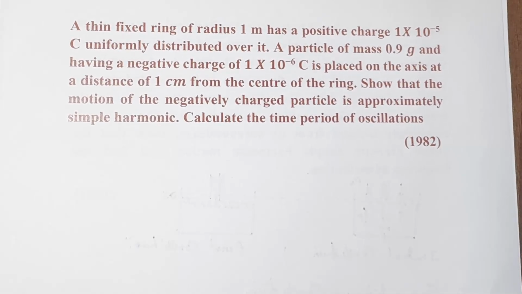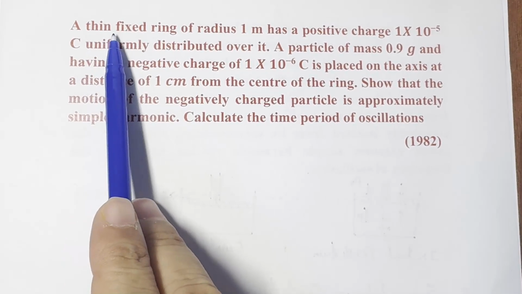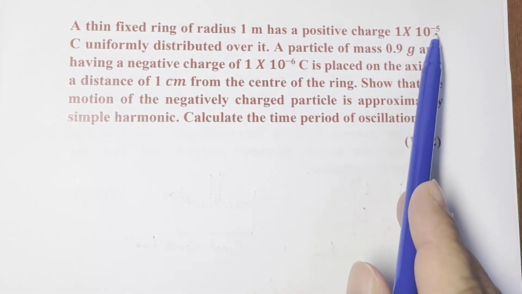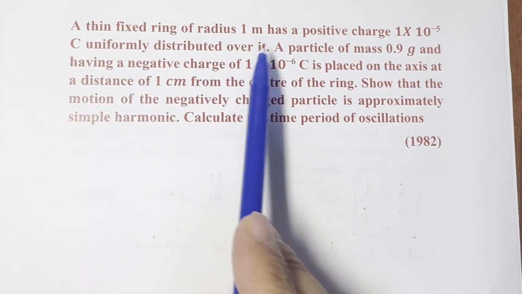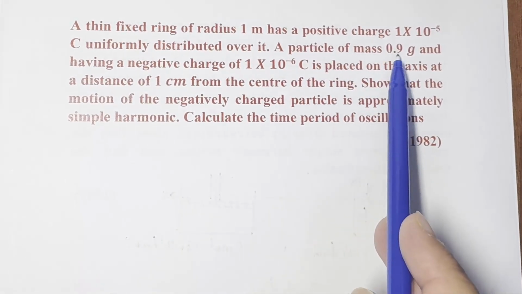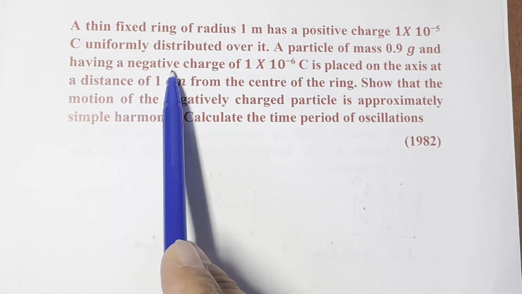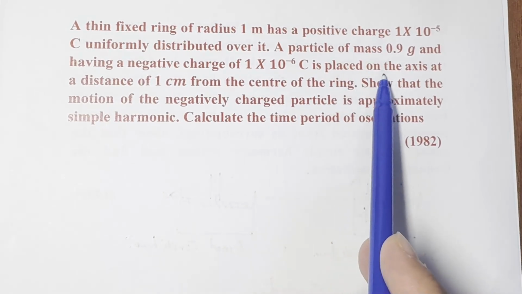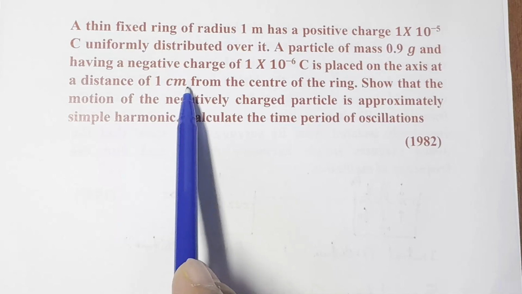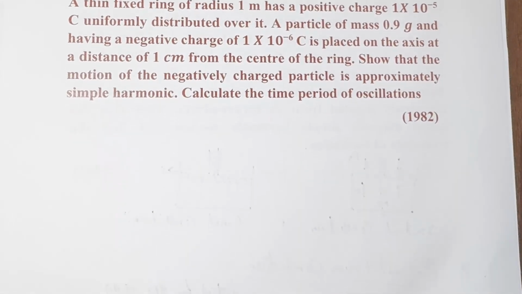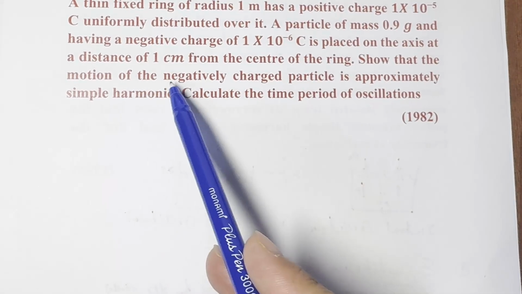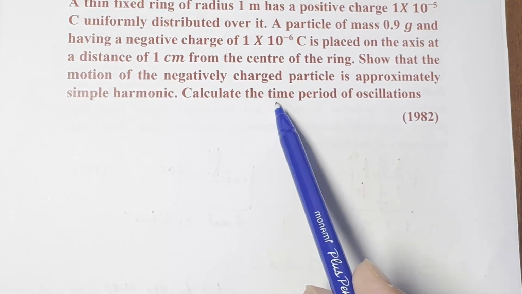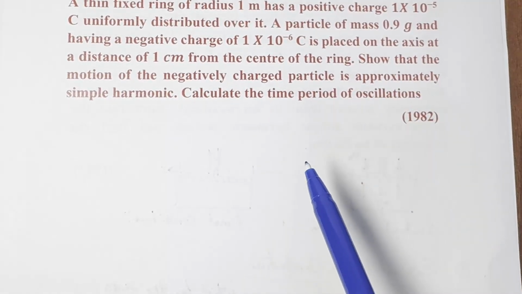Hello friends, today's question. A thin fixed ring of radius 1 meter has a positive charge 1 × 10^-5 coulomb uniformly distributed over it. A particle of mass 0.9 gram and having a negative charge of 1 × 10^-6 coulomb is placed on the axis at a distance of 1 centimeter from the center of the ring. Show that the motion of the negatively charged particle is approximately simple harmonic. Calculate the time period of the oscillations.